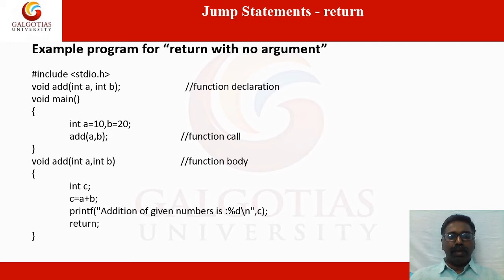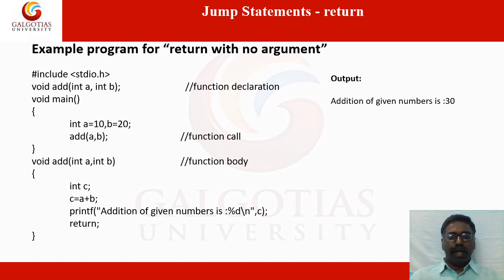Now in the main we are having our own variables. A is equal to 10, b is equal to 20, both are integer variables, and then we are going to call the add function, add 10 comma 20. Now this is a function call, and now it jumps to the function body and searches for the function body. It goes to start execution of the void add int a comma b. So 10 is going to copy here to a, 20 is going to copy here to b.